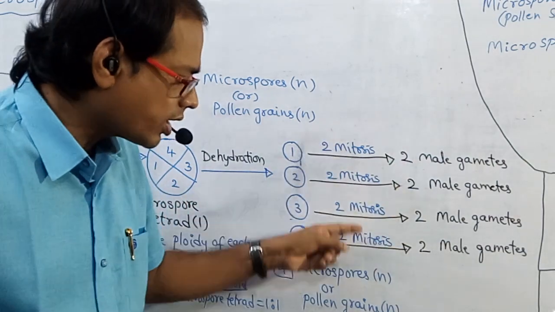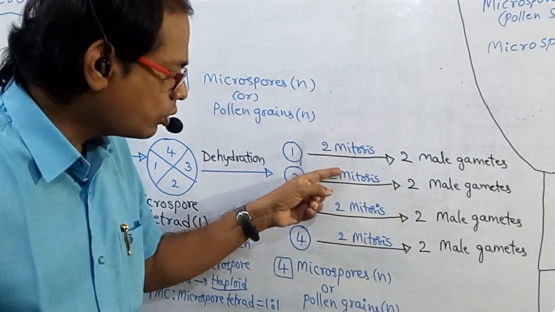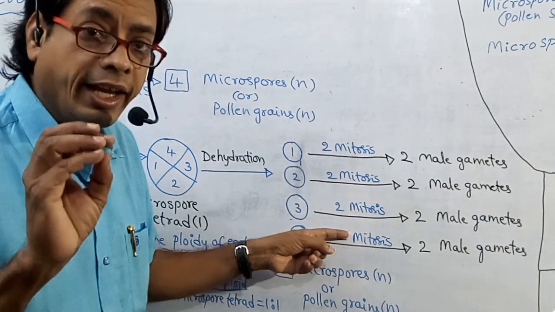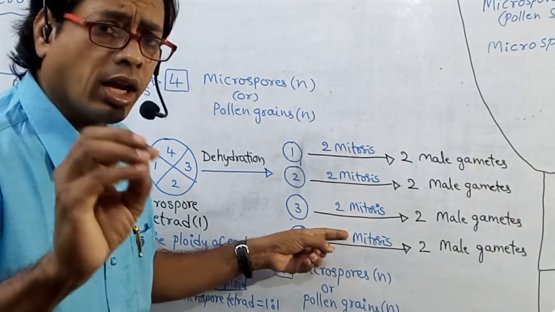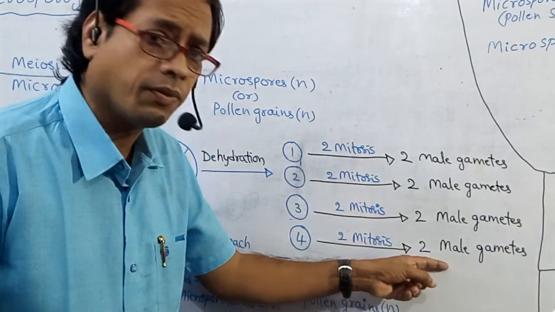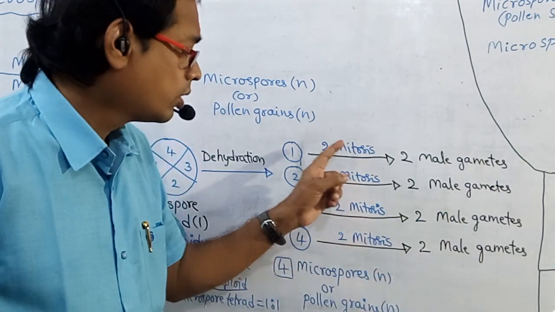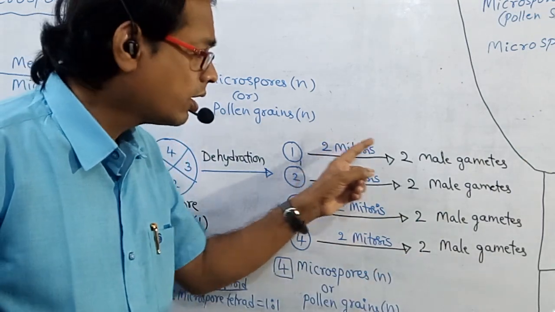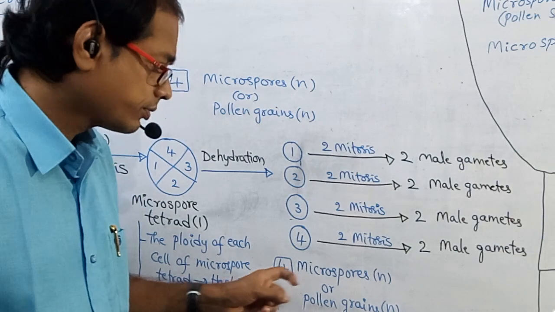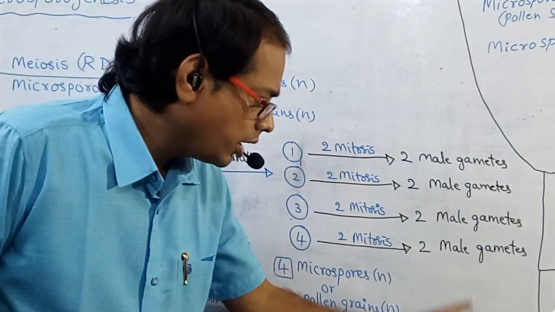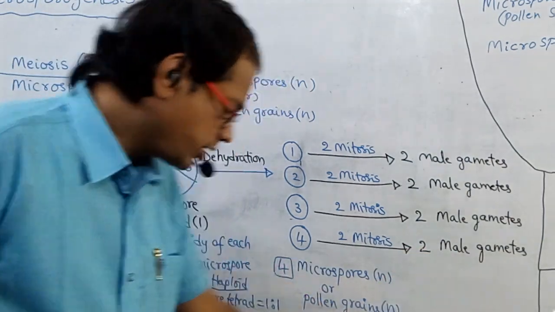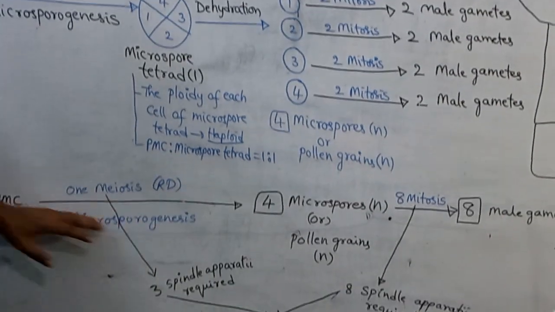Number of mitosis required? 2 plus 2 plus 2 plus 2. 8 mitoses are required for the formation of 8 male gametes. 2 mitoses are required for 2 male gametes. How many male gametes are there? See, this is the flow chart.